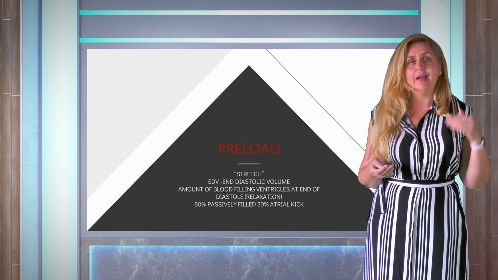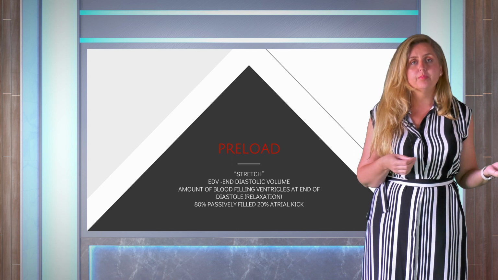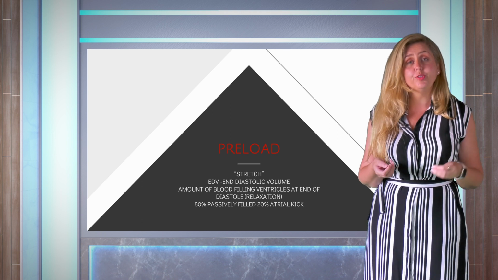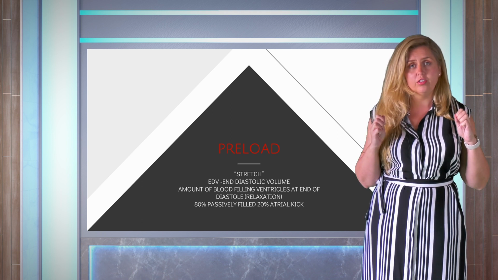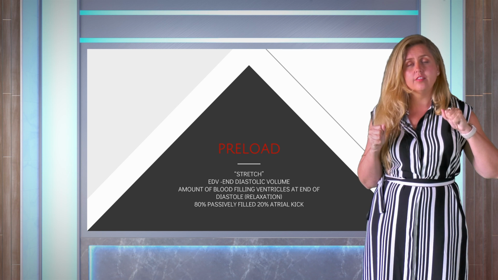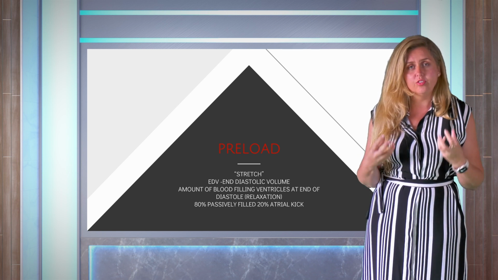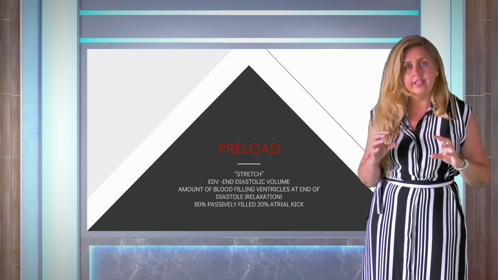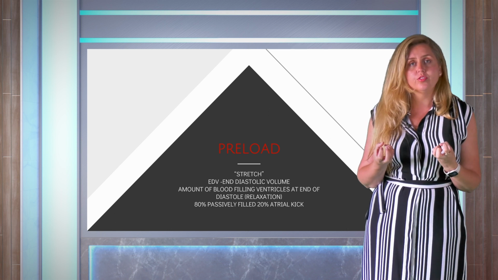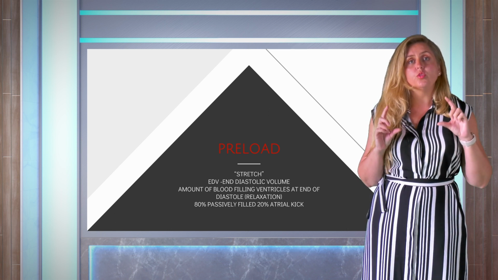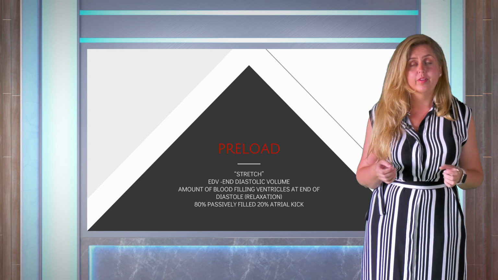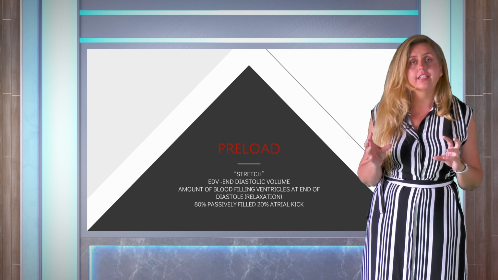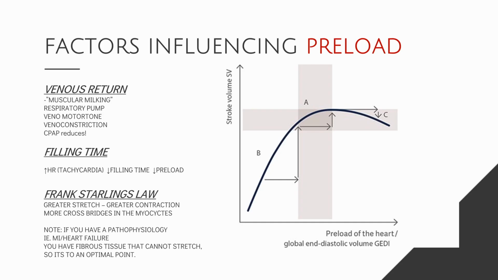So at the end of diastole, the amount of blood that's sitting in your ventricles, remember 80% of it fills passively, the other 20% comes from your atrial kick. So when your atria contract and squeeze that last little bit of blood out of the atria into the ventricle, ready for the next phase, when the ventricles squeeze, that is your end diastolic volume. And we get that during relaxation of the ventricles.